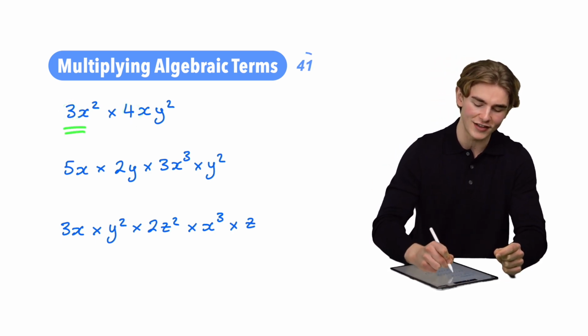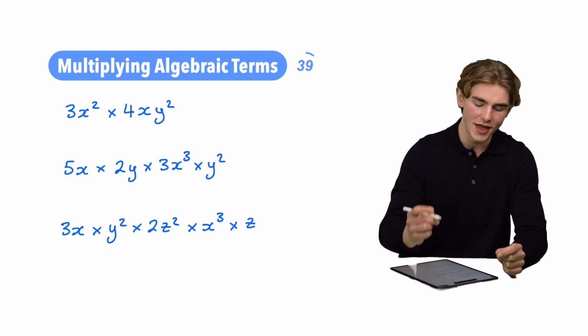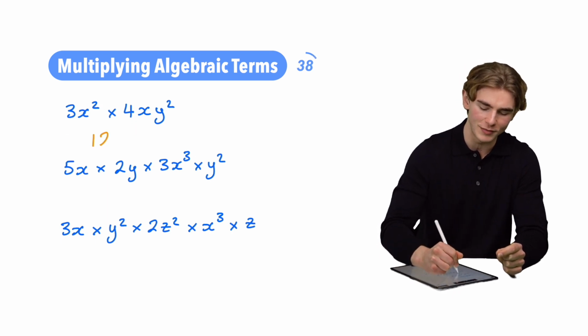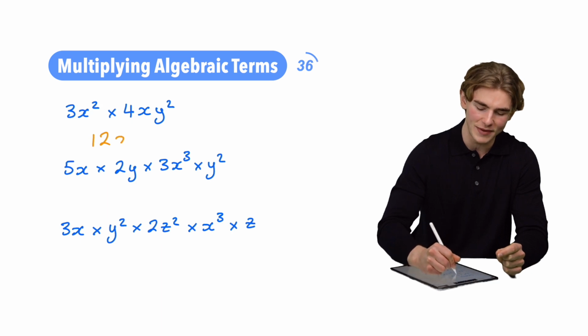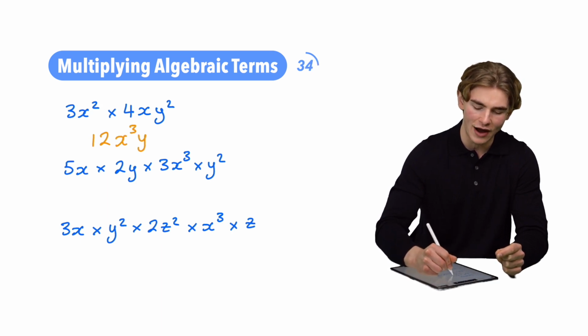First off, 3x squared times by 4xy squared. What's it going to be? Numbers by numbers. 3 times by 4, that's going to be 12. X squared times by x, that's going to be x cubed. And finally, we tag on our y squared at the end.